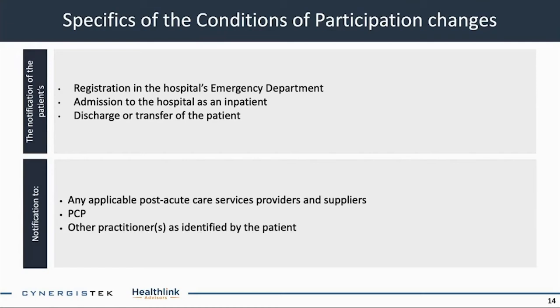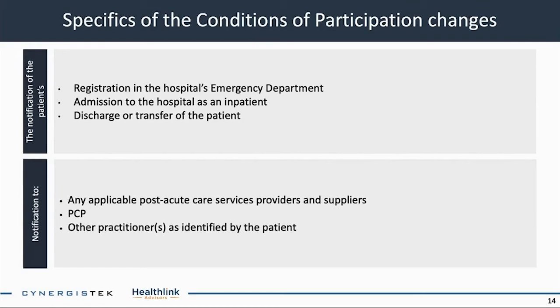So if they're discharged to home, then you might need to notify the PCP, potentially the home health provider, or if they're transferred to a skilled nursing facility or to a nursing home or to another place for care, then you need to notify the PCP and others as identified by the patient. And that's what the notification is to.